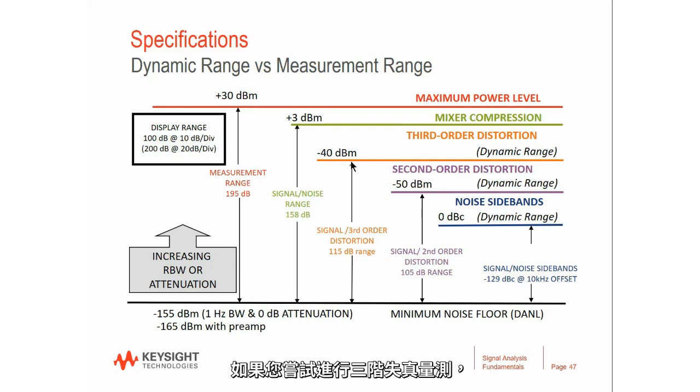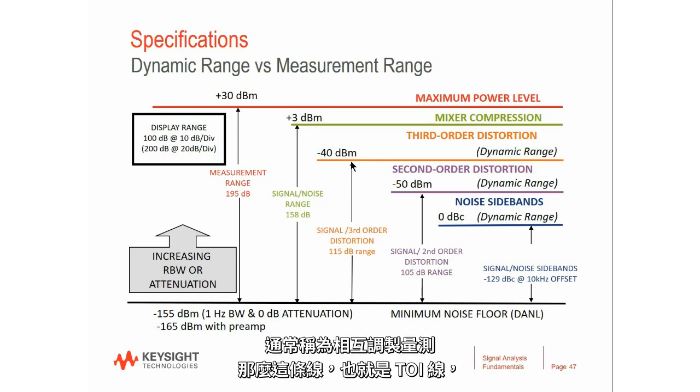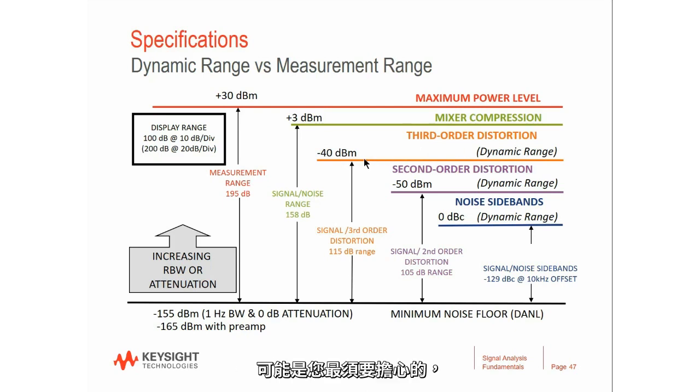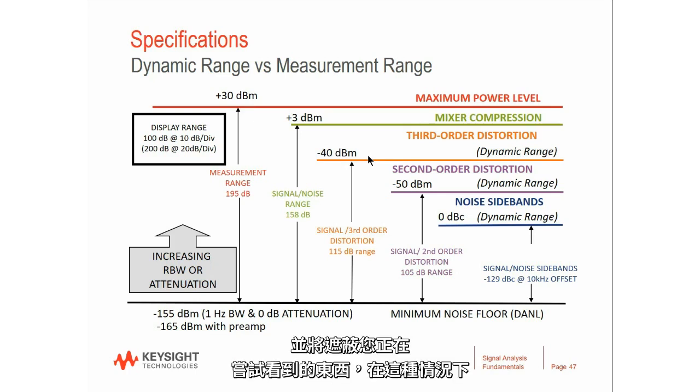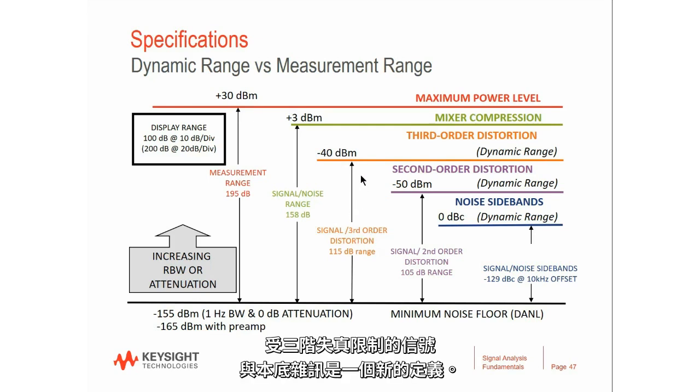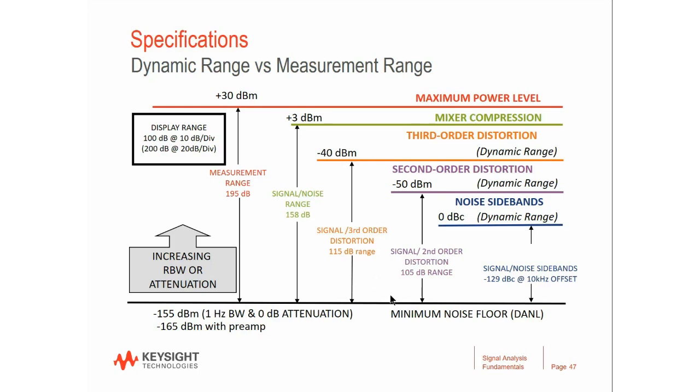If your measurement is trying to make third-order distortion measurements, oftentimes called intermodulation measurements, then this line, the TOI line, is probably the most important one you have to worry about, because the distortion products you're looking for are going to be created in the analyzer and will mask the thing that you're trying to see. In this case, the signal limited by third-order distortion to the noise floor, that's a new definition now of dynamic range, which is appropriate to the measurement you're trying to make.